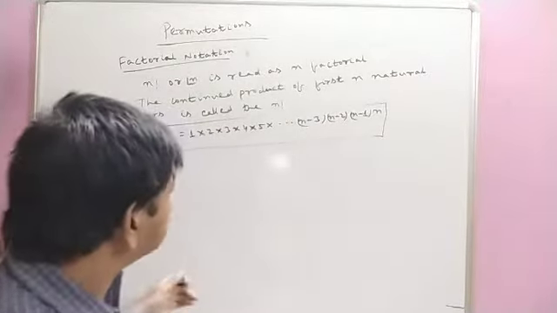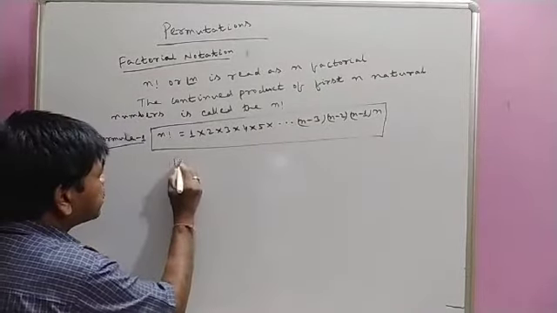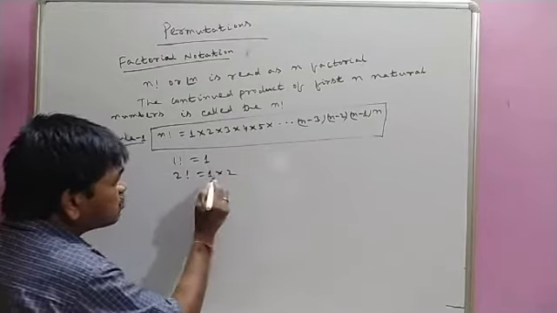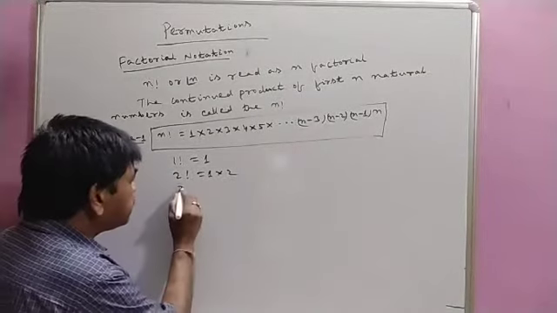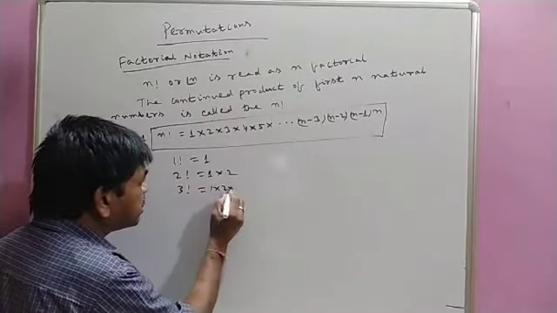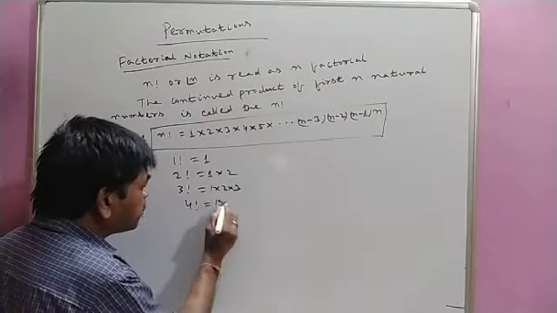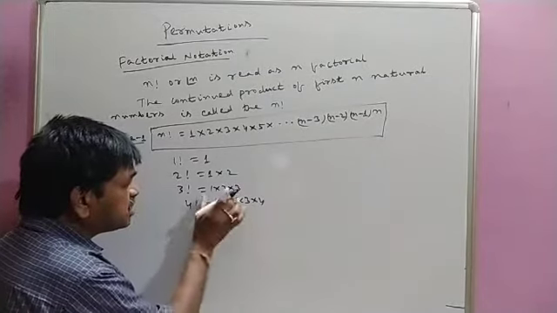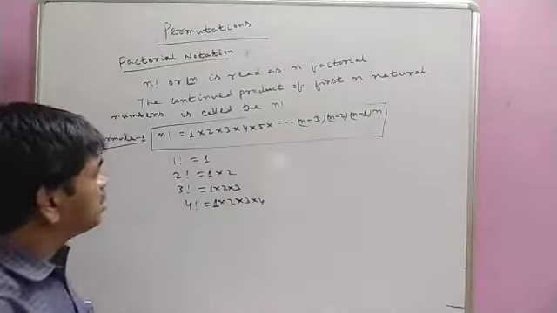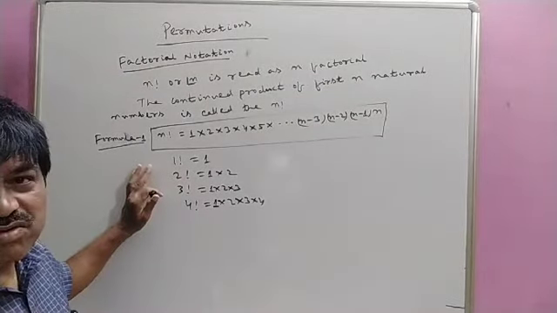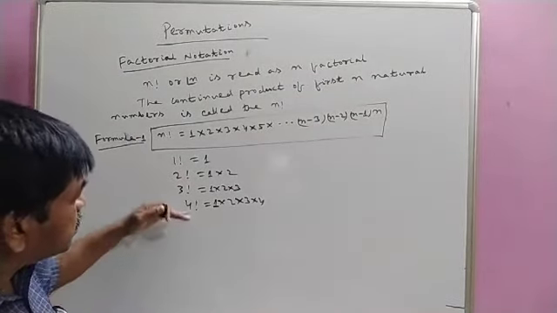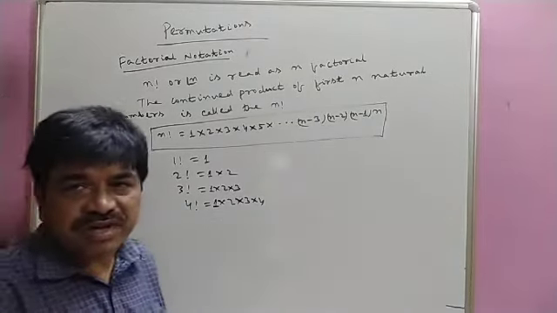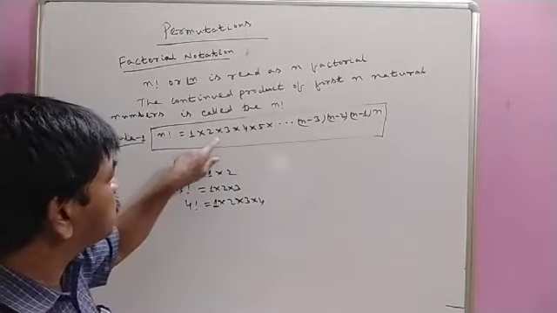Suppose I write 1 factorial, this will be 1. If I say 2 factorial, it will be 1 into 2. If I say 3 factorial, this will be 1 into 2 into 3, which is 6. If I say 4 factorial, it will be 1 into 2 into 3 into 4, which means 24. Like that, 5 factorial is 1 into 2 into 3 into 4 into 5. So n factorial is 1 into 2 into 3 up to n.